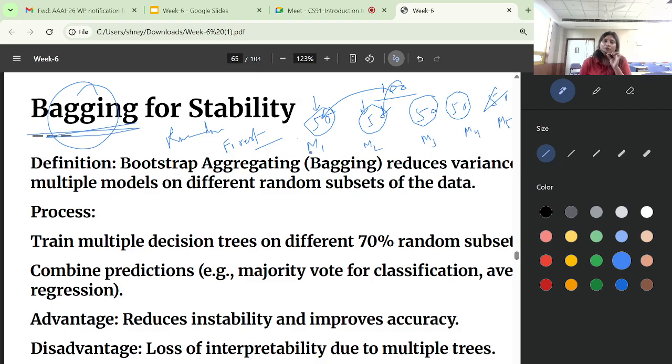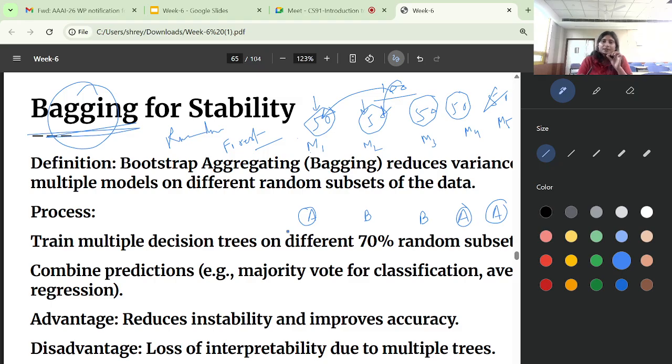So maybe from the first model you get an output of class A. Second, you get an output as B. Third, you get an output as B. Fourth, you get an output as A. Fifth, you get an output as A. So what you will do is choose the majority. Out of these 5 models, if I am giving my data, it is giving me the highest majority as A. So this particular row will be defined as class A.